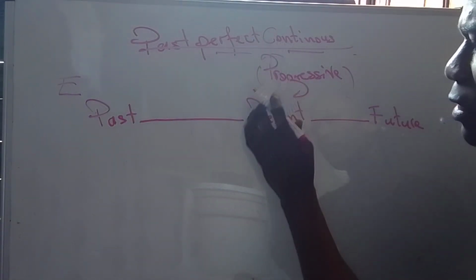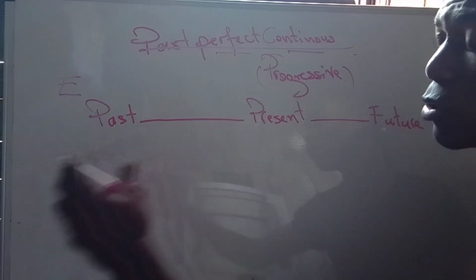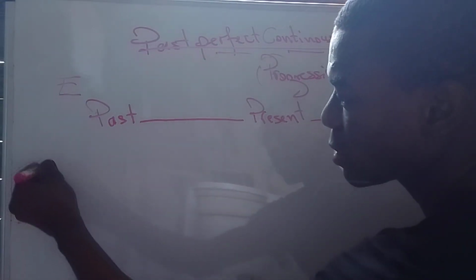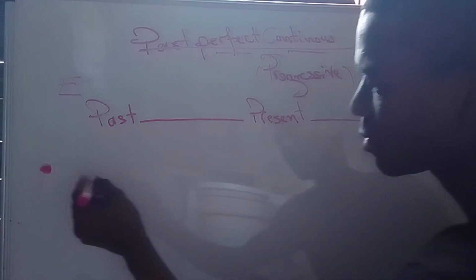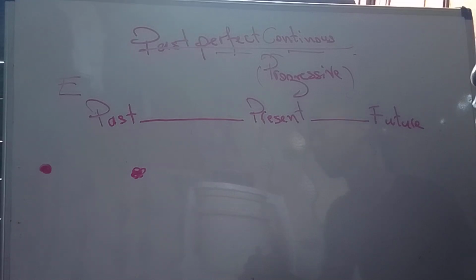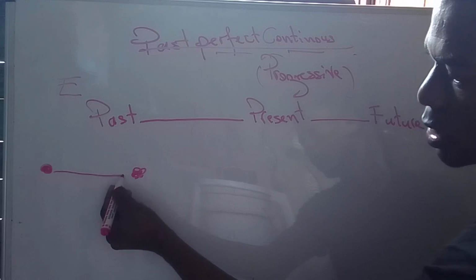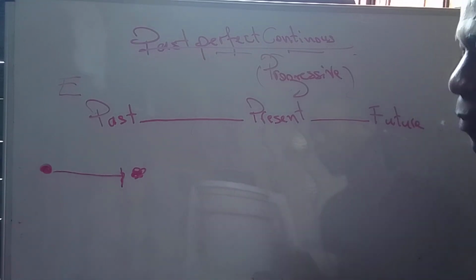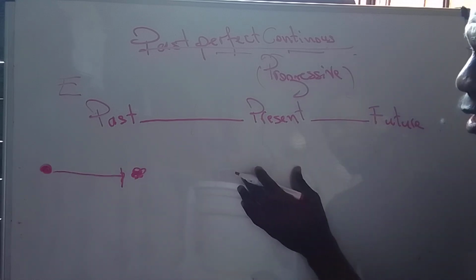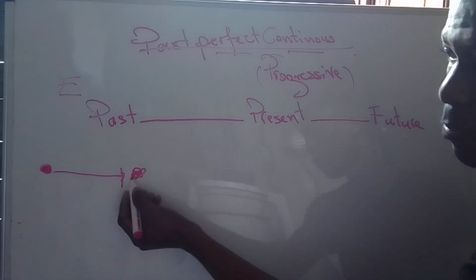The past perfect continuous began in the past and continued up to another point in the past as well. That's the first point in the past, and that's the second point in the past. It was started right here and continued up to another point in the past. But it wasn't yet there at the present. It's still right here in the past.